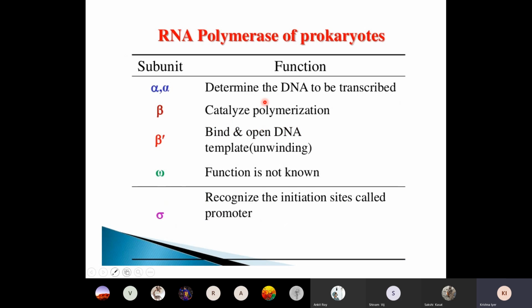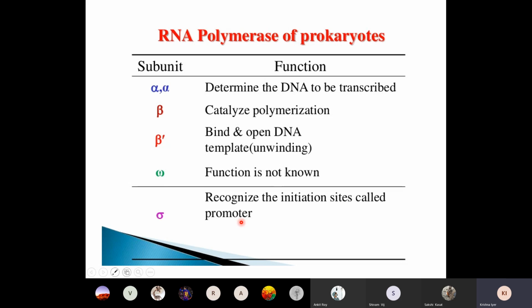The alpha subunits detect the DNA which is to be transcribed. This beta actually catalyzes the polymerization. Beta prime has a function in opening up the double-stranded DNA, so that you can separate it and one strand can be used as a template. Still, we really do not know the actual function of this omega subunit. And this sigma fellow, which is very, very important, actually recognizes the initiation sites, what we call promoters, and where they are, and then based on that, it will know where to start the process of preparation of RNA.